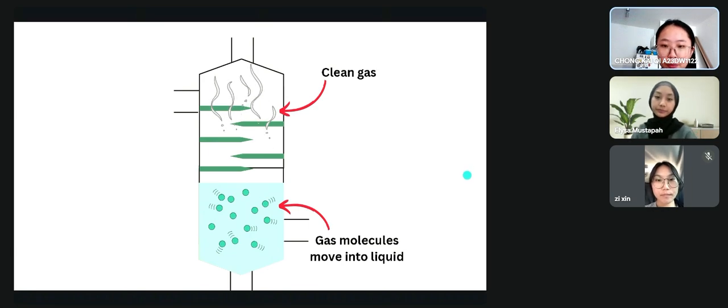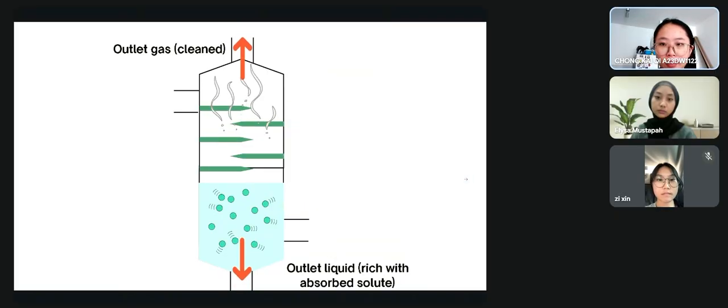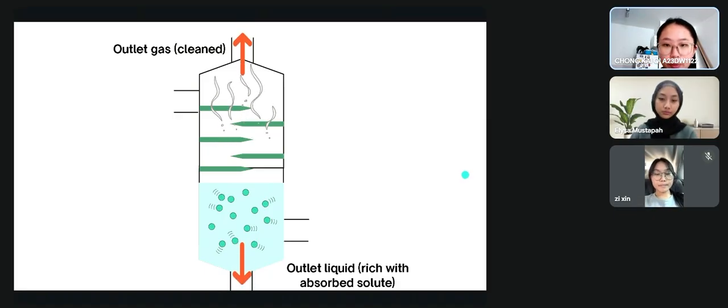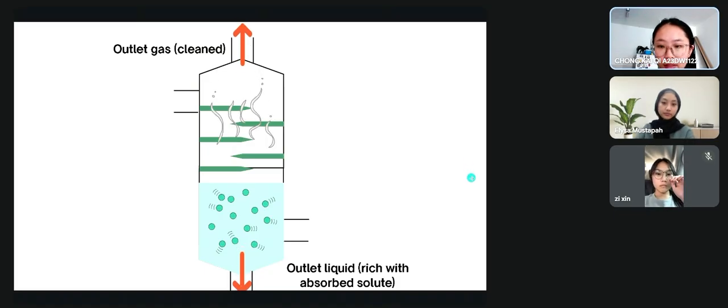So at the top, there will be clean gas, and at the bottom, we'll have the liquid which contains the gas molecules. At the end, the clean gas will go out at the top. Meanwhile, the outlet liquid, which is rich with the absorbed solute, will go out from the bottom.